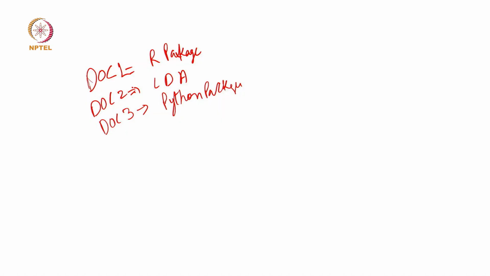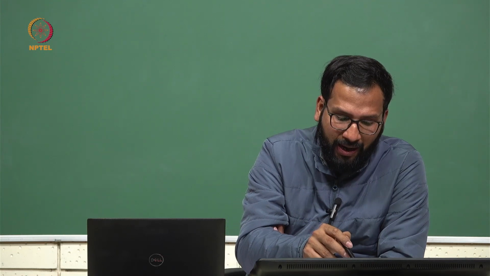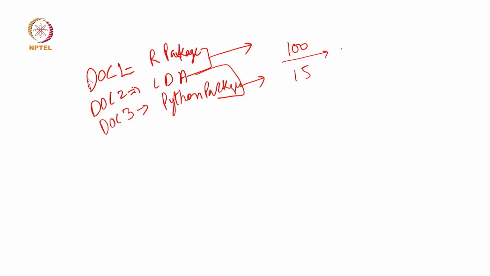And if we analyze the co-citation of this and this, say for example, I am just taking an example that the R package and LDA co-citation strength is around 100, and for LDA and the Python package, the strength of these co-cited together is maybe 15. Okay, so I am just taking a hypothetical example. What I am saying here is that there are 100 documents which have co-cited R package and LDA, and there are 15 documents which have cited LDA and Python package.